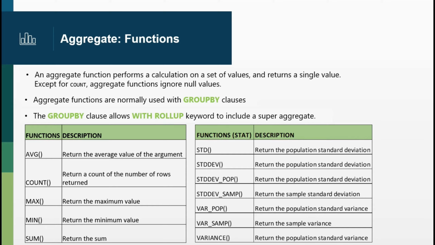So we have a list of aggregate functions. If you look at the first table on the left, we have average, count, maximum, minimum, and sum. These are some of the common aggregate functions that you can use on the dataset. If you look at the table on the right, these are statistical functions that you can apply on numerical data in your dataset to derive standard deviation and variance.